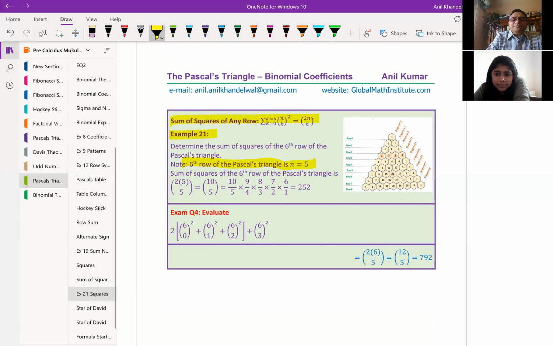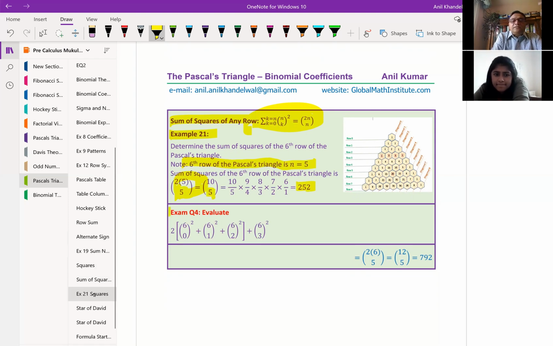Correct. Now answer. Determine the sum of squares. So we are using n equals 5 with this particular formula at the top. So 2 times 5, 2n, right? 2n row, and the element will be 5 itself. 2n choose 5 will give me the answer. So when you calculate it, you get 252 as your answer. That is how you're going to answer.